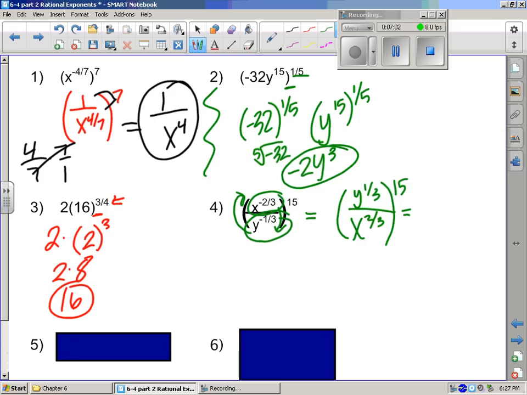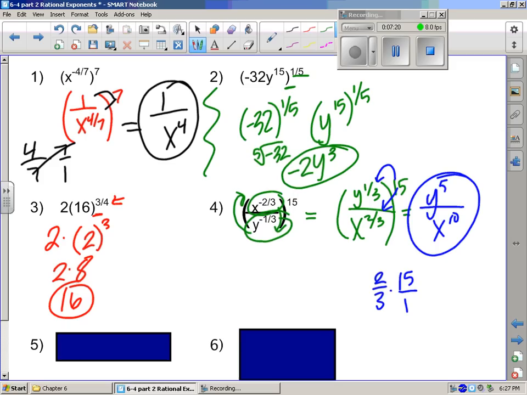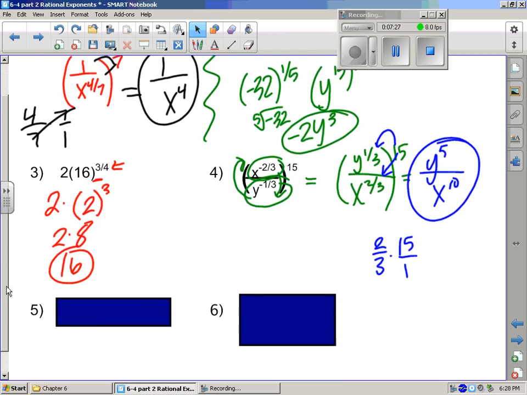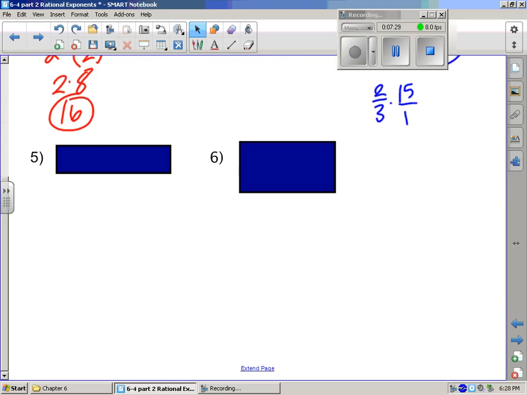Now, everything's in the parentheses. 15 goes to everything. Yeah, and it's power to a power, so we're going to multiply. 15 times 1/3, that's like dividing by 3, so y to the 5th. And then now I'm going to do 2/3 times 15. So multiplying the numerator, that's 30 over 3. We get x to the 10th at the bottom. Now we can't cancel the 5 and 10 because they're exponents and they don't have the same base. So we can't reduce. Can't do anything.